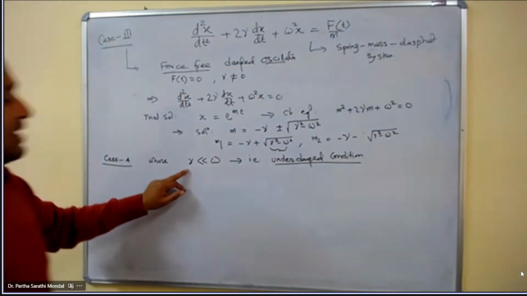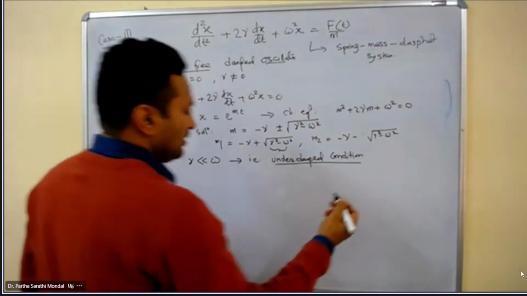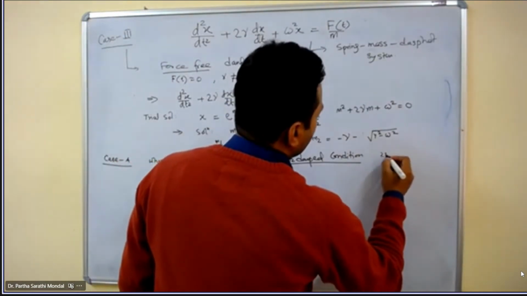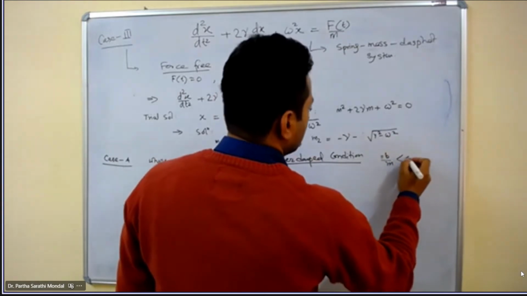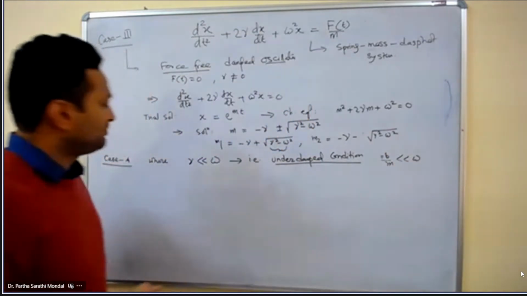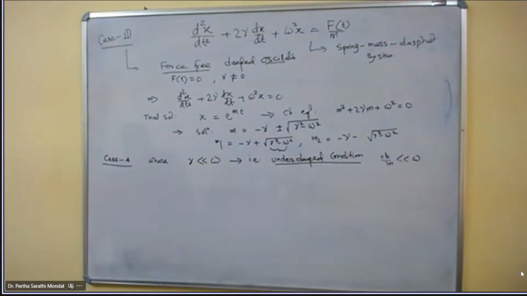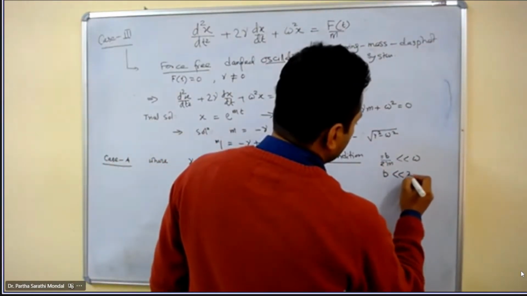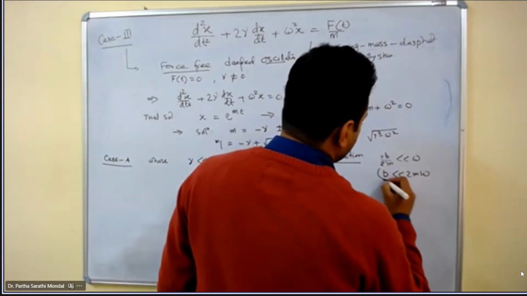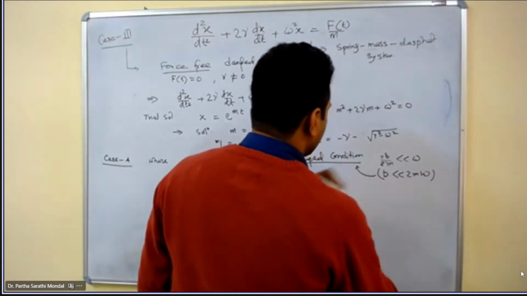If we put the value of gamma, b by 2m is less than omega. So b is less than 2m omega. So this is the condition for the under damped condition.